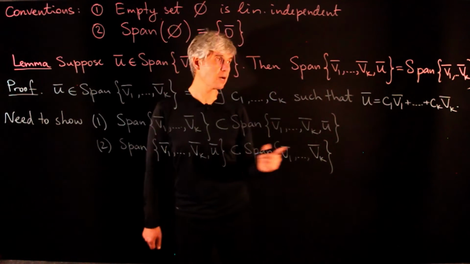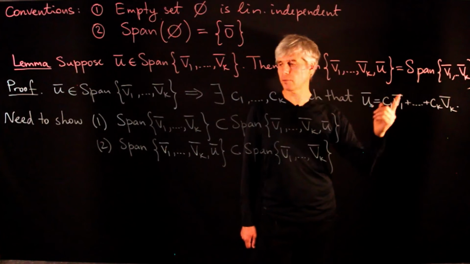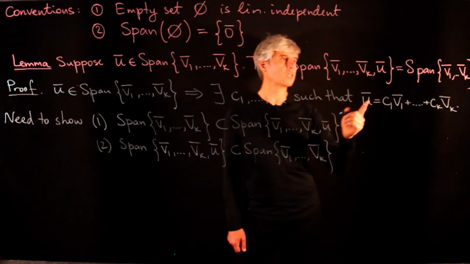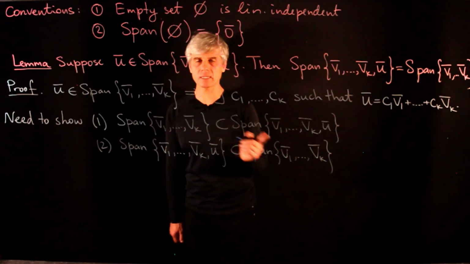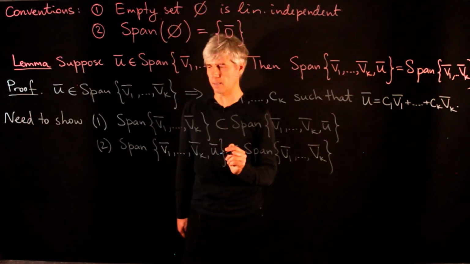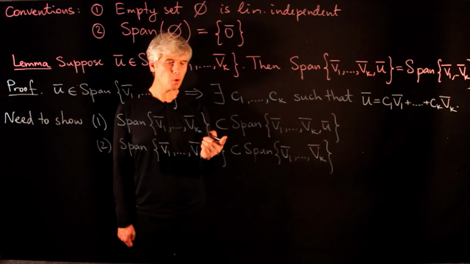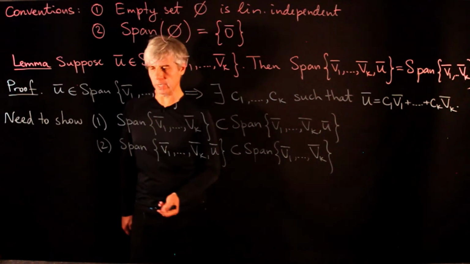Right. So this is how we prove equalities of two sets. To show that a set A is equal to the set B, we need to show that A is a subset of B and B is a subset of A. So the first property is fairly obvious.